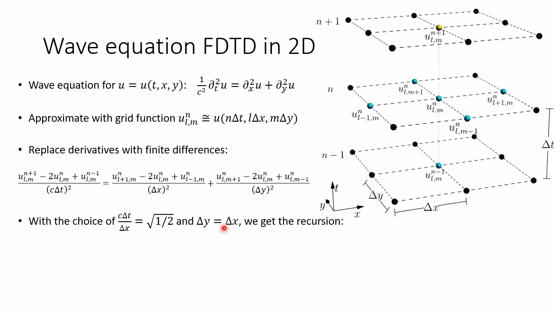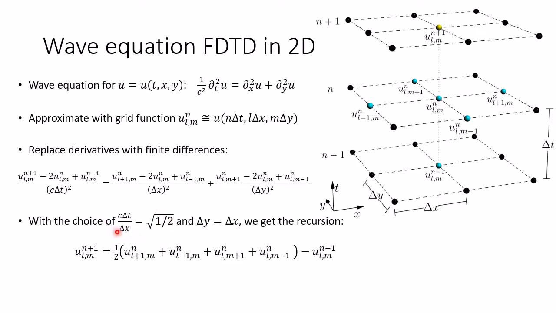So we'll make some simplifications. We'll choose the x and y grid spacings to be equal, and then we'll set the time step based on the grid spacing and speed of sound. This ratio is set to the square root of 1/2. This is known as the Courant number, and we choose this for stability reasons, which I won't talk about too much for lack of time.